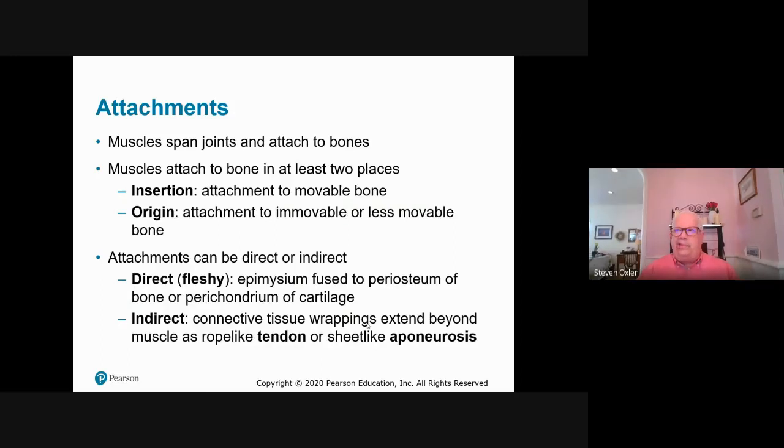Muscles are attached to bone, and basically, they're attached to bone at joints. They attach to bone in two different places. One is the insertion and one is the origin. The insertion is the attachment to movable bone. The origin is the attachment to immovable bone. So know the difference between insertion and origin. You don't have to know direct and indirect. That's not important. Know the two, insertion and origin.